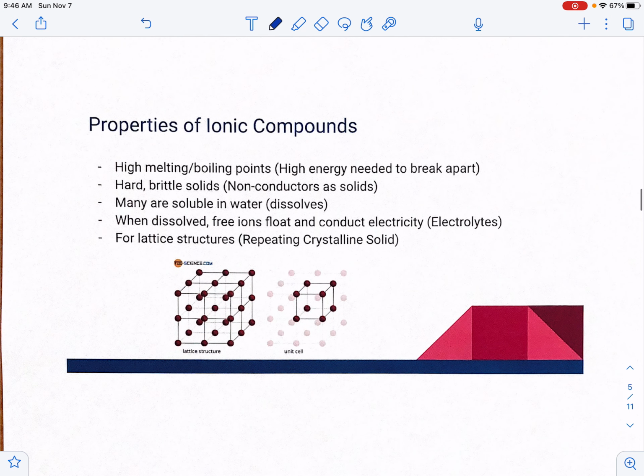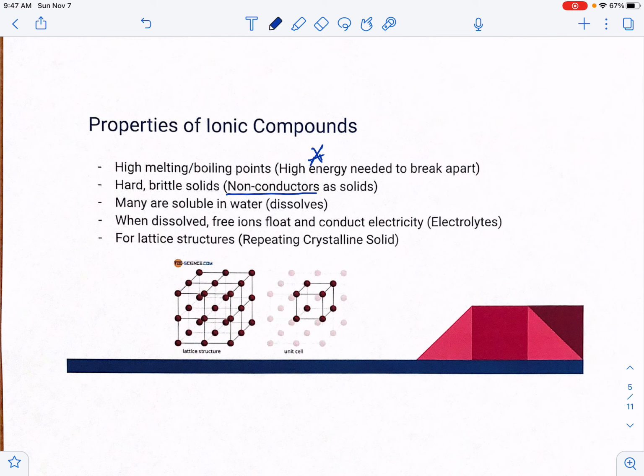Okay, so properties of ionic compounds. These are just properties of these bonds. They have high melting and boiling points. All that means is since it's such a strong bond, it takes very high energy to break those bonds apart. They're hard and brittle as solids, so they're hard but also breakable, and they're non-conductors. That means you cannot really transfer electricity through them when they're a solid.